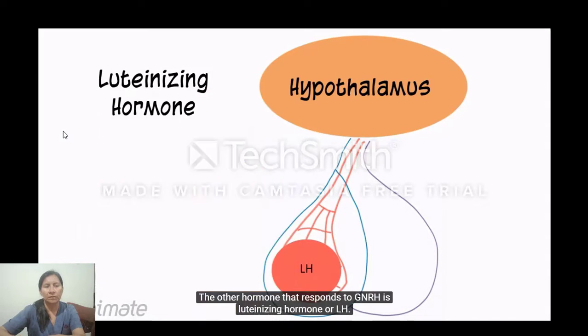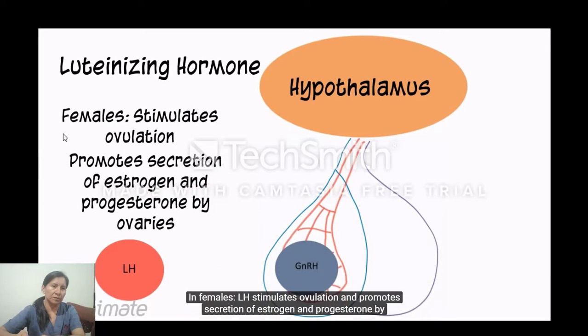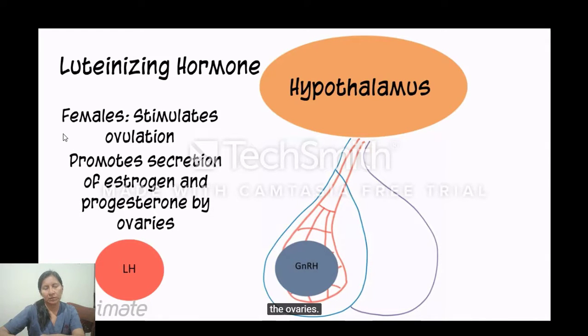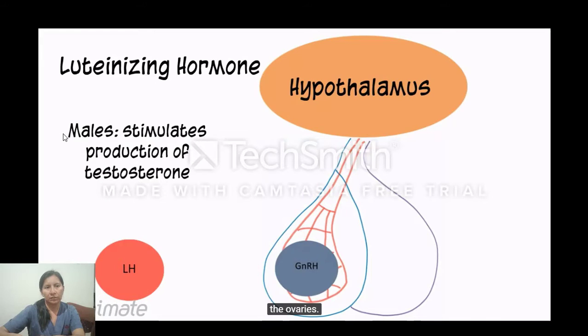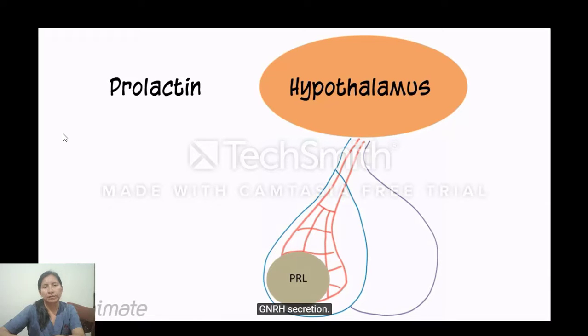The other hormone that responds to GnRH is luteinizing hormone, or LH. In females, LH stimulates ovulation and promotes secretion of estrogen and progesterone by the ovaries. In males, LH stimulates the production of testosterone. Prolactin is another hormone released by the anterior pituitary, but is not affected by GnRH secretion.